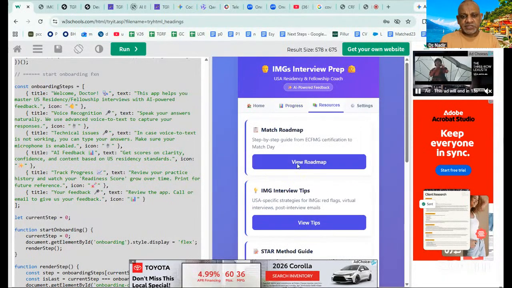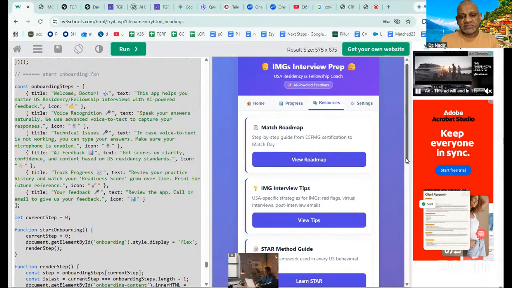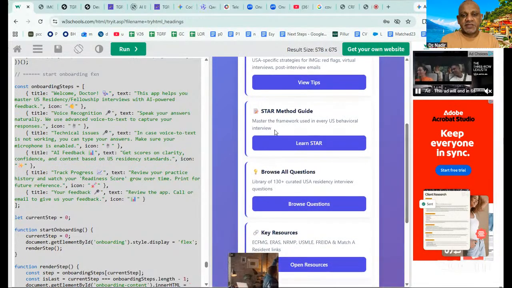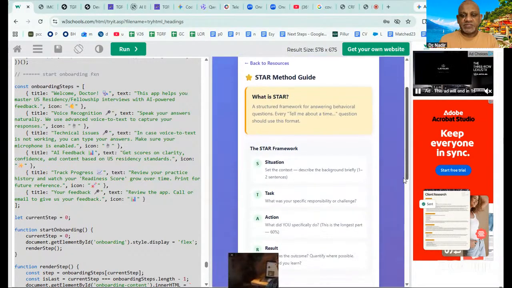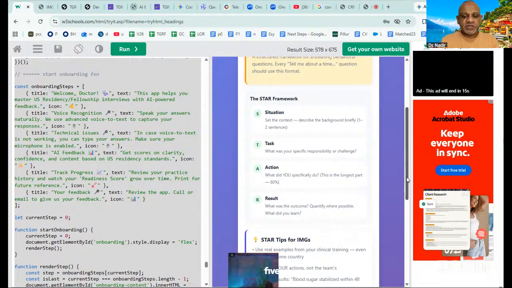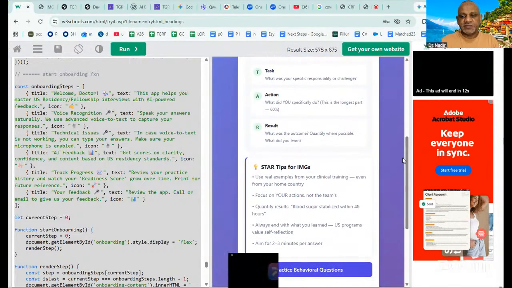The different resources for the match. So if you want to get more interview tips, it will be here. The STAR method also, how to answer a question, like the situation, task, action, and results, how you walk or take the interviewer with you, step by step, talking about your own experience and what you learned and how you will be an asset to their program. Some of the tips here.